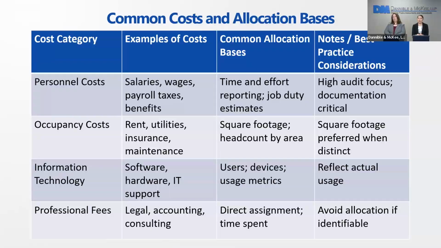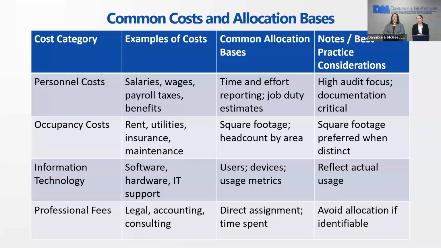Looking at occupancy costs, as Peggy was mentioning, square footage is common, and it could also be headcount by area. That could include rent, utilities, insurance, maintenance. So if you are allocating your rent by your square footage, it might make sense to take those same percentages and just apply that percentage to your utilities. Square footage is preferred when it is distinct. If you have a lot of multi-usage areas, then it might get a little muddy. In that case, maybe you want to consult with your accountants.